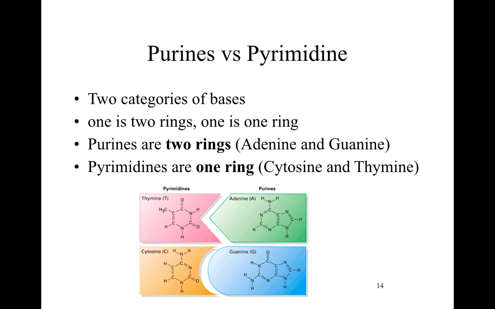So purines versus pyrimidines, the 2 categories of bases: one has 2 rings and one is just 1 ring. So purines are the 2 ring forms, which are adenine and guanine. So here are the 2 ring forms, you can see the 2 rings. And they will bond to a 1 ring pair. So these are just 1 rings. So thymine and adenine bond together. They fit kind of like a puzzle piece, and cytosine and guanine bond together. So the pyrimidines are 1 ring, cytosine and thymine. Purines are 2 rings, adenine and guanine.